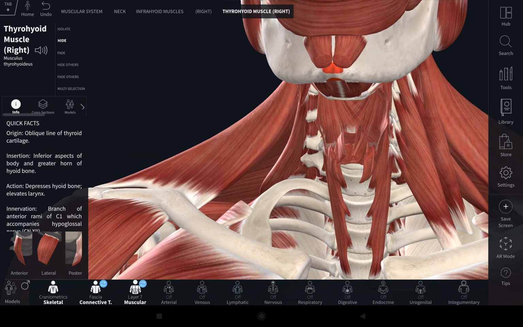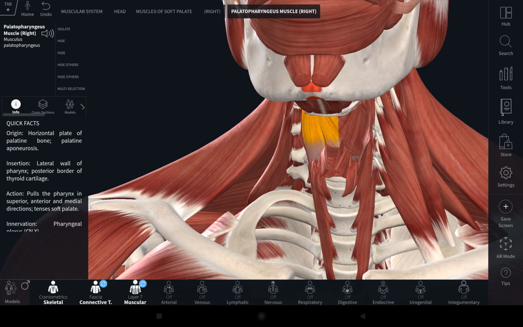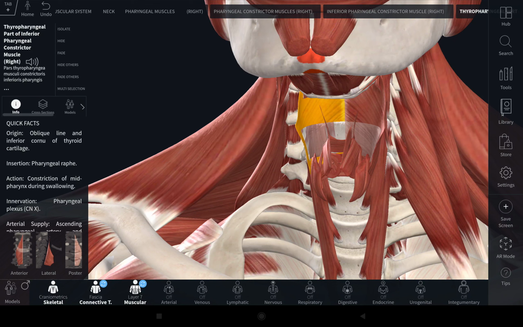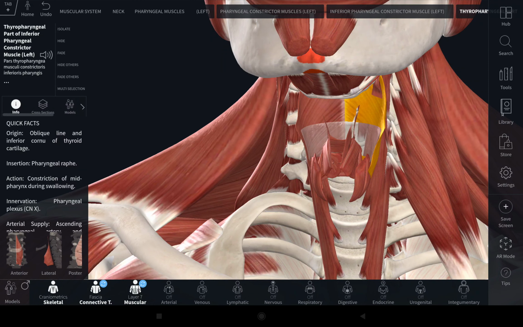The muscle exposed is the palatopharyngeus muscle. This is a muscle of the pharynx. We remove the palatopharyngeus muscle, and the muscle exposed here is the thyropharyngeal part of inferior pharyngeal constrictor muscle. These are the intrinsic muscles of the pharynx. We remove the thyropharyngeal part of inferior pharyngeal constrictor muscle.